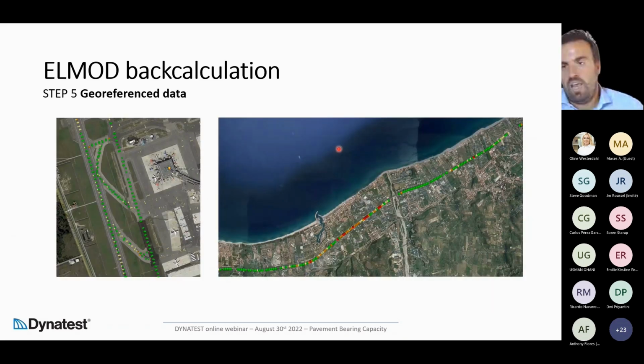Then, of course, there is the export of the results. The most useful one, for a fast interpretation of the results, is reporting on Google Earth or any kind of georeferenced data. So here we have an airport case or a road case. Color is good because you can immediately recognize or detect the critical area and good area.